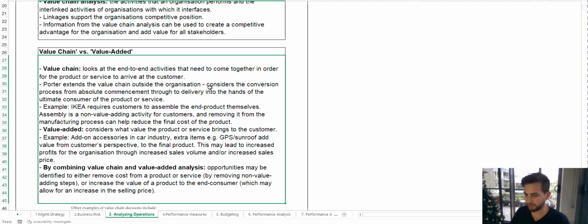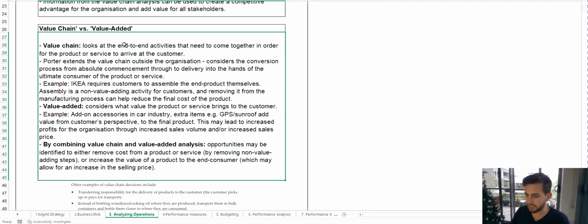You might consider them in the delivery of furniture or the sale of furniture, in which case the value chain would be from the supply of wood for their products, all the way up to the shipping and the design and the warehousing and the inbound logistics of all of those into the store. However, if you actually apply Porter's chain, you'd also consider the assembly component, which is done by the consumer, after they've purchased the product. So assembly is a non-value adding activity for customers, and removing it from the manufacturing process can help reduce the final cost of the product, which is the main basis of IKEA and why it's been so successful.